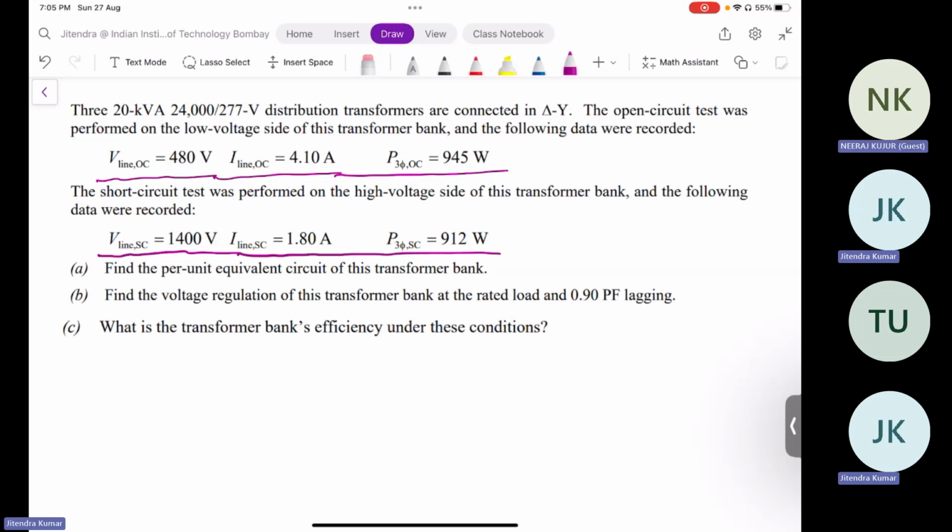Sir, we have to calculate the current, right? Yes, sir. The rated current, and we have to match whether it is the same or not. Okay, sir. 320 kVA transformer.